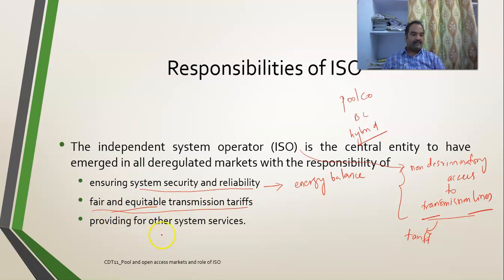Apart from this, the ISO will offer additional services, what we call ancillary services. We have seen a list of ancillary services, such as reactive power management, frequency management, and congestion management. All these types of ancillary services will be provided by the independent system operator.